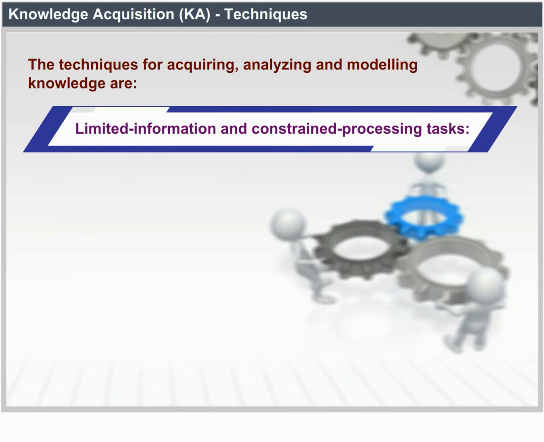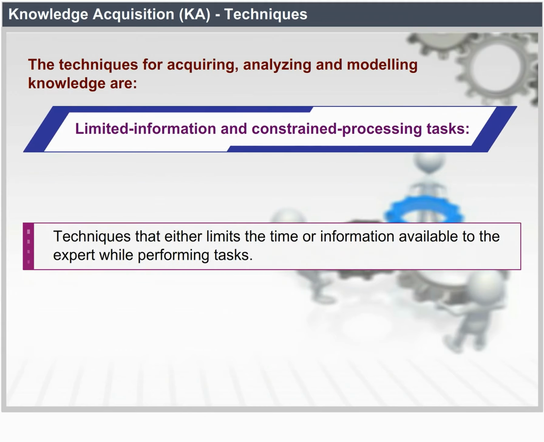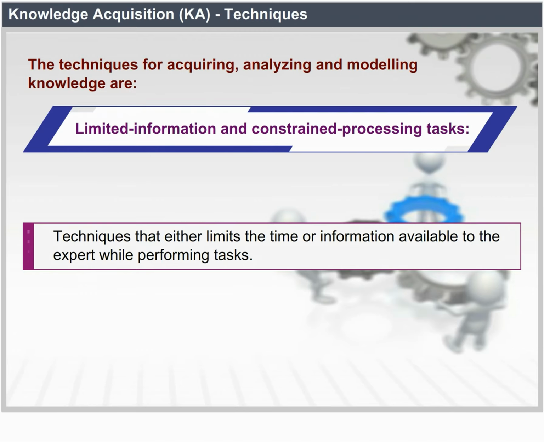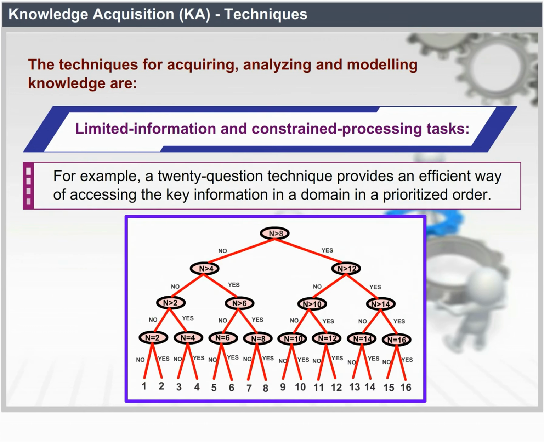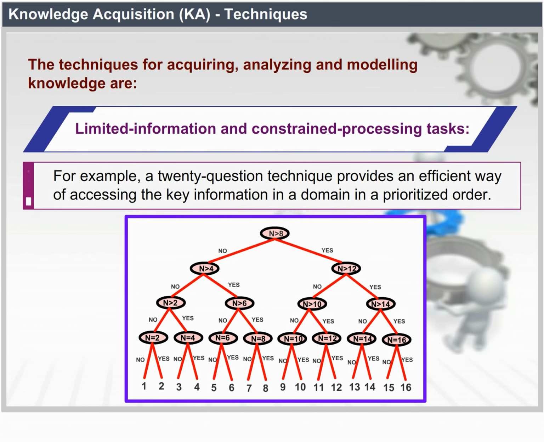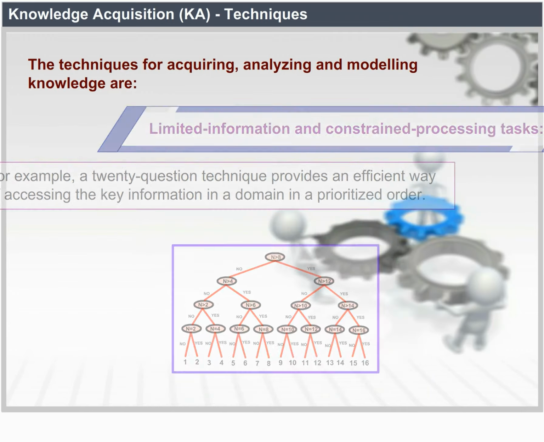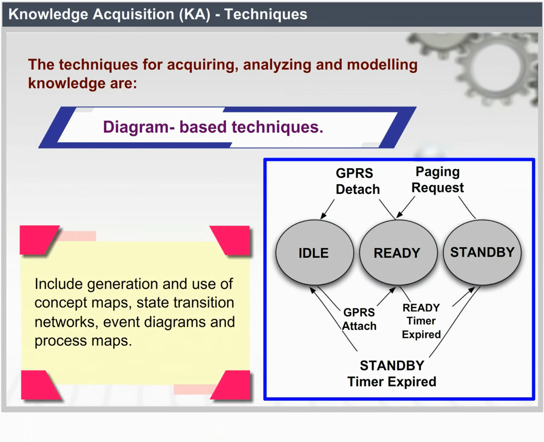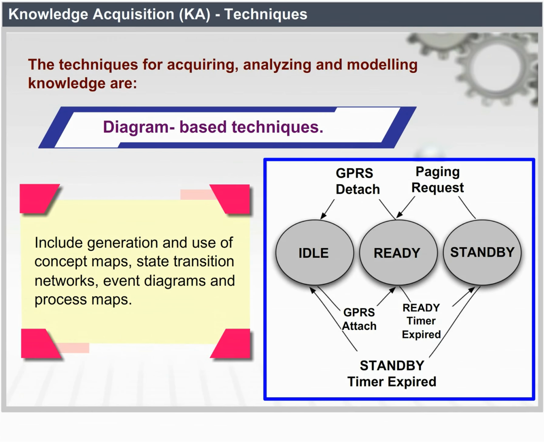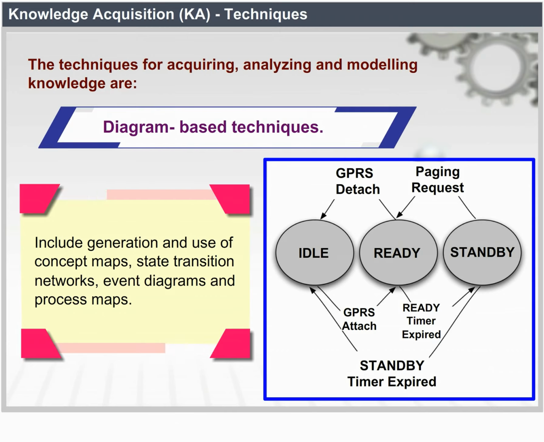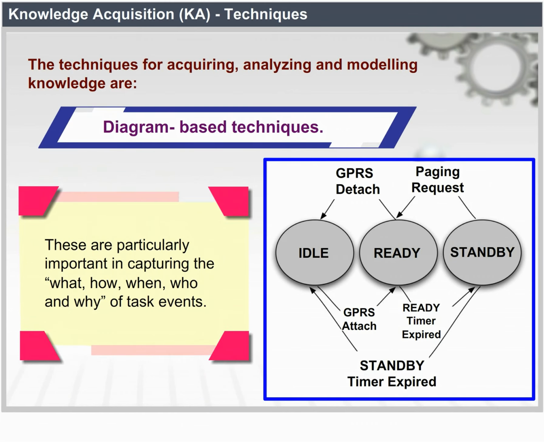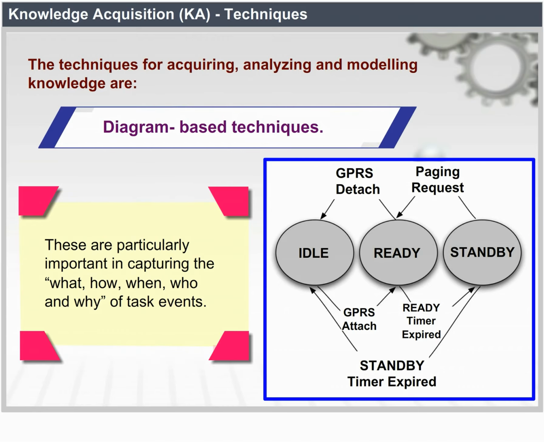Limited information and constrained processing tasks. These are techniques that limit either the time or the information available to the expert while performing tasks. For example, a 20-question technique provides an efficient way of assessing the key information in a domain in a prioritized order. Diagram-based techniques include generation and use of concept maps, state transition networks, event diagrams, and progress maps. These are particularly important in capturing the what, how, when, who, and why of task events.